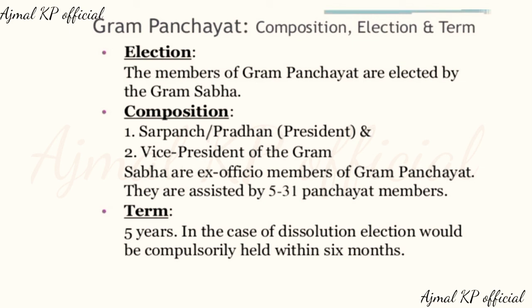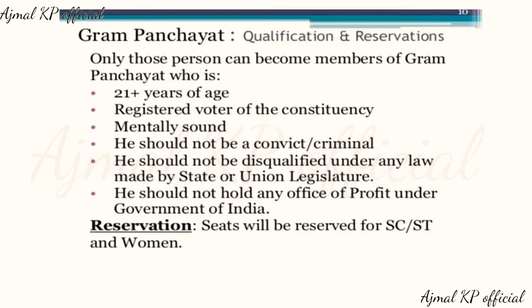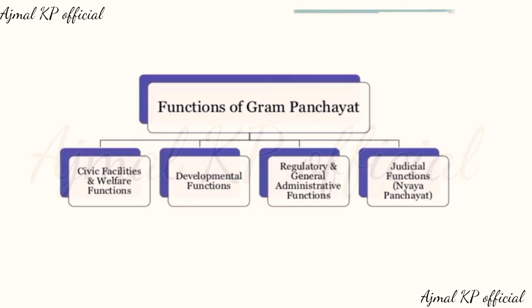The members of Gram Panchayat are elected by the members of Gram Sabha. In Gram Sabha, all those who have attained the age of 18 years are members. The elections to Gram Sabha are held on the basis of universal adult franchise. The qualifications required to contest the elections to Gram Panchayat are as follows. The person must have attained the age of 21 years, must be a registered voter, must be mentally sound, and should not be a criminal. Then there is a provision for reservation of seats for scheduled castes, scheduled tribes, and women.